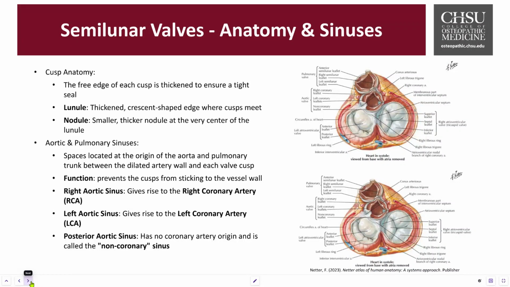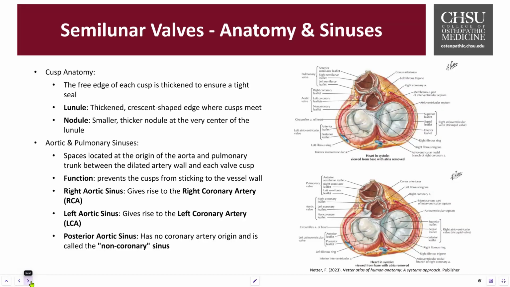Behind each cusp, at the origin of the aorta and the pulmonary trunk, there are dilated spaces called the aortic and pulmonary sinuses. These spaces form between the dilated artery wall and the cusp itself. Functionally, they create small openings that prevent the valve cusp from being plastered against the vessel when it's open. This ensures that the cusps can also close quickly.